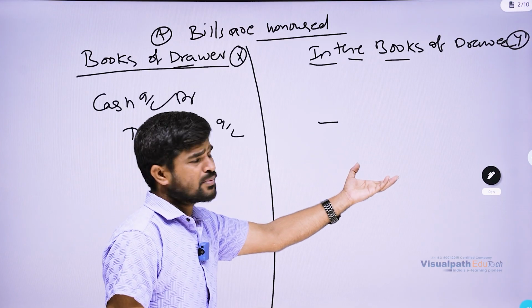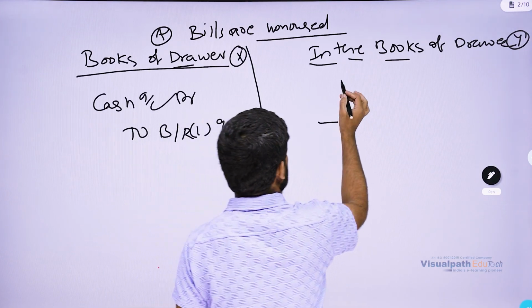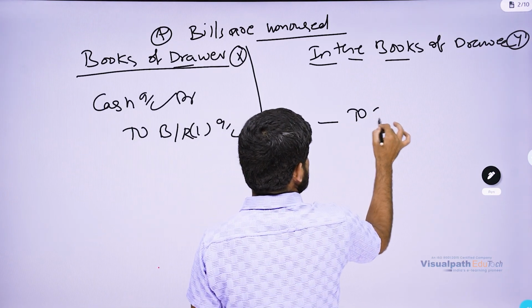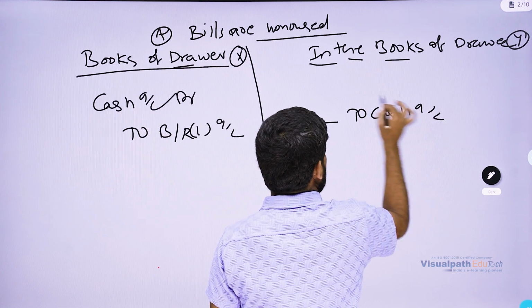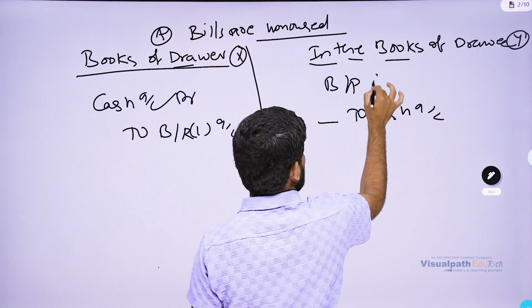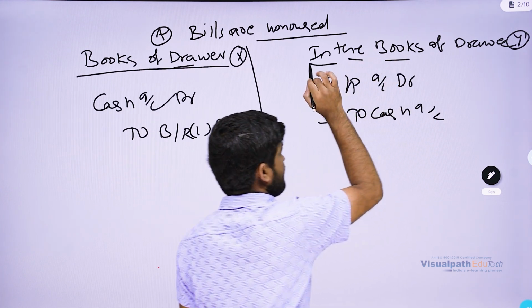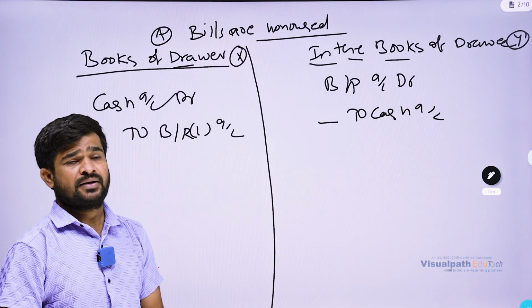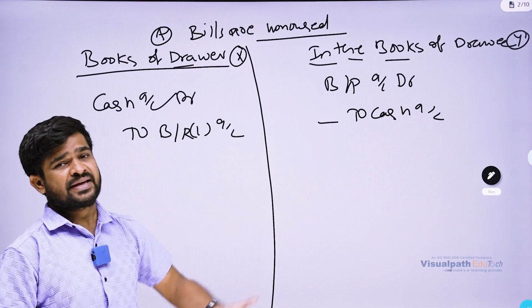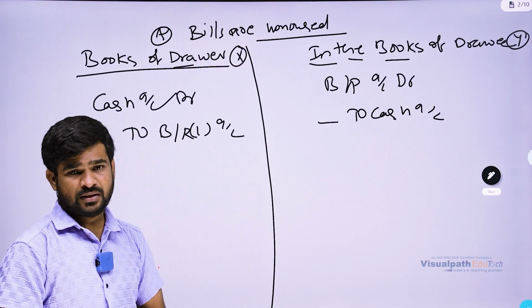What is the entry in the books of the drawee? Simply, that amount. What goes out here? The cash goes out, and he will take back his bill which he had accepted previously. So bills payable account debtor to cash account. This entry we have to record.